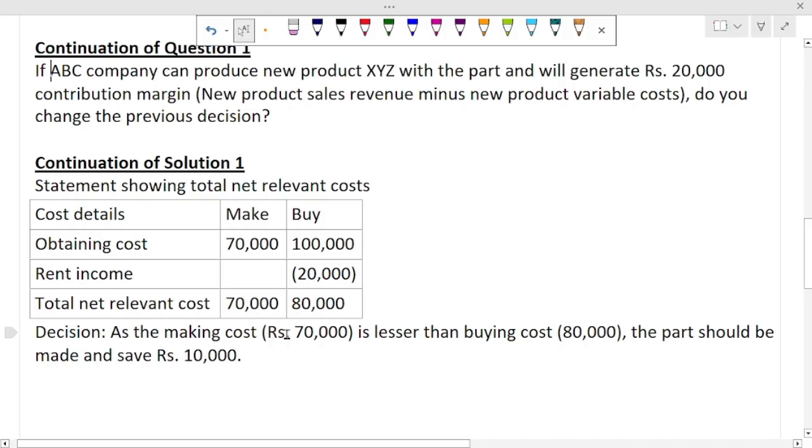As the making cost of 70,000 rupees is lesser than the buying cost of 80,000 rupees, the part should be made and save 10,000 rupees. Okay, so our decision remains the same. However, the difference here is just different. Okay, so that's question 1.